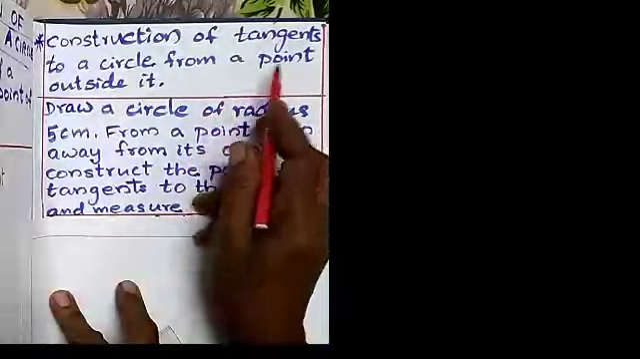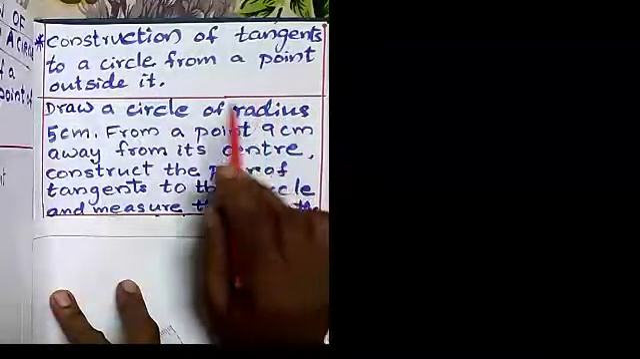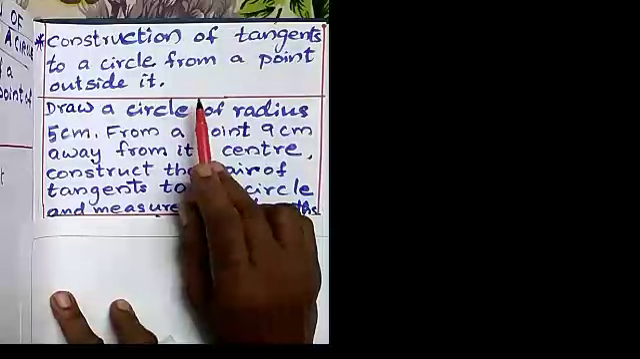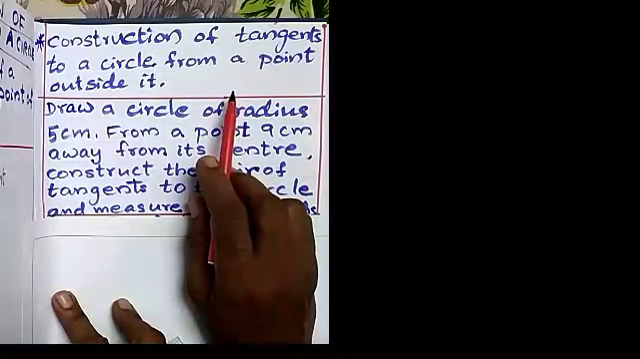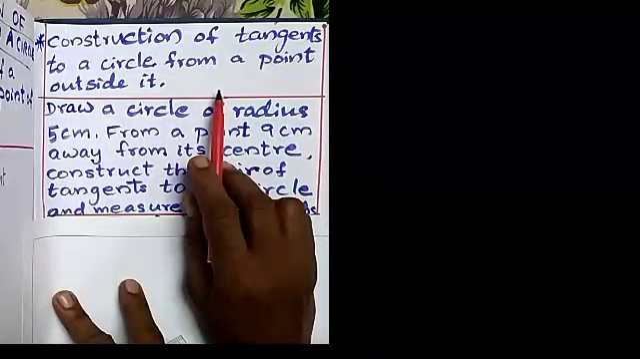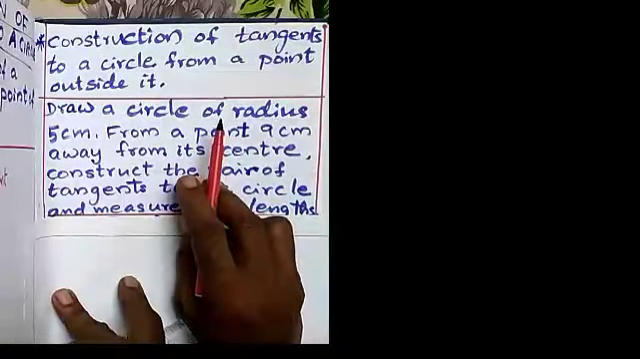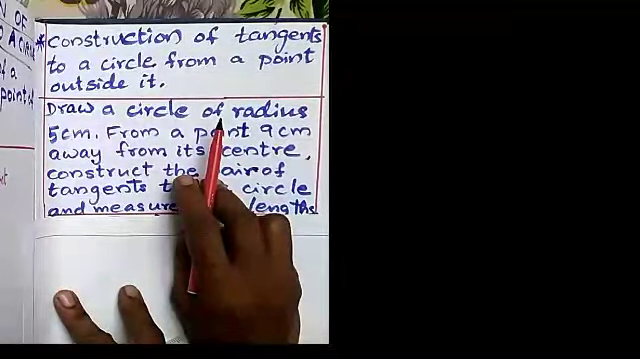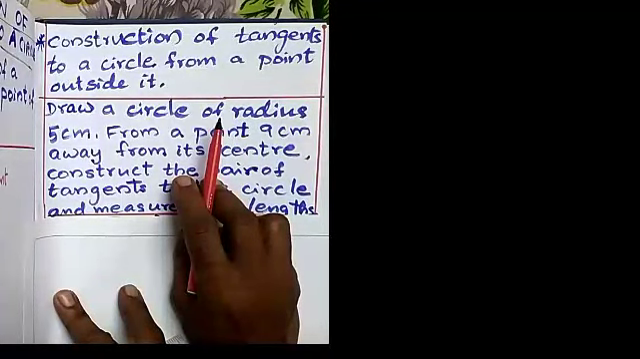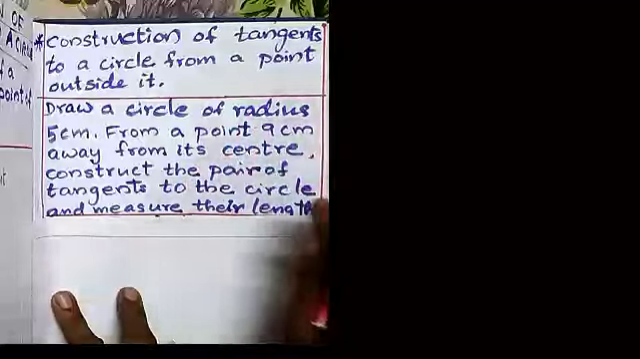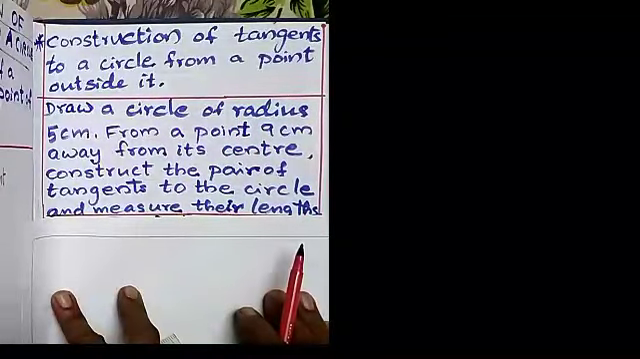Next, construction of tangents to a circle from a point outside it. So one external point will be given, and you have to draw tangents from that point to the given circle. You have studied as a theorem that from the external point, two tangents you can draw, and these two tangents are equal in length.